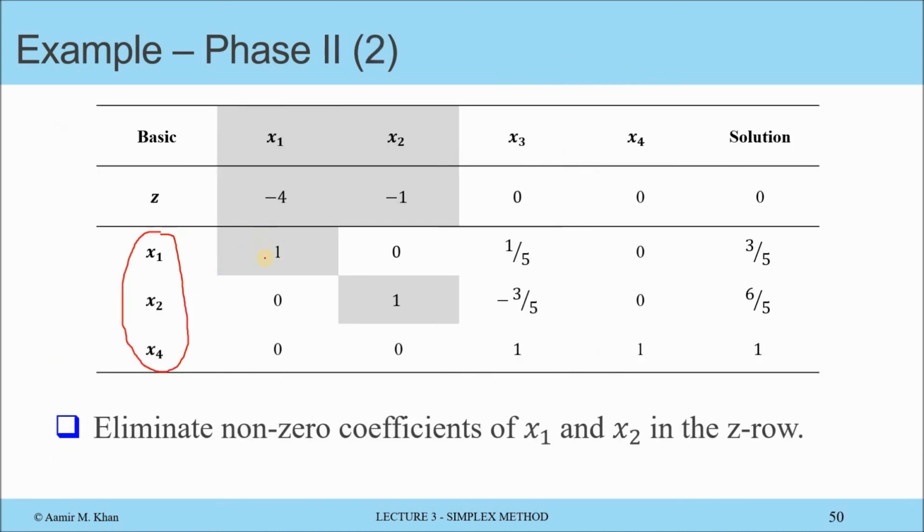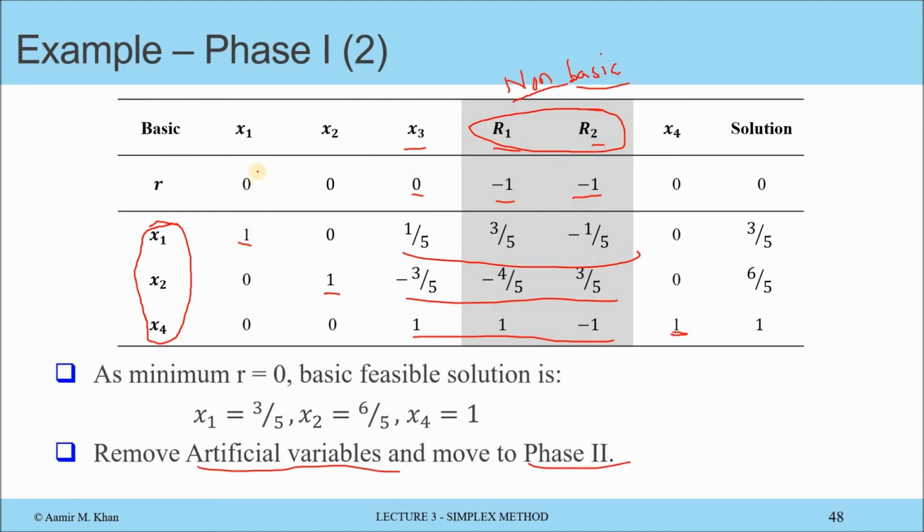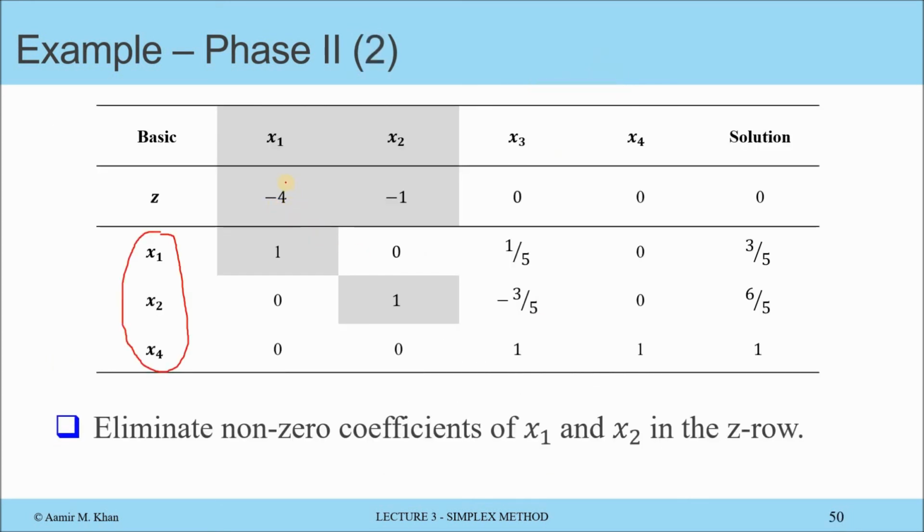Now these basic variables, they are not in the proper format. So if you go back here, you see the proper format is 0, 1, 0, 0, or 0, 0, 1, 0, or 0, 0, 0, 1. So they are not in their basic format, so we have to correct them. To correct them, we have to remove this, and this one is correct. Okay, so we need to eliminate non-zero coefficients of x1 and x2 in the Z row.